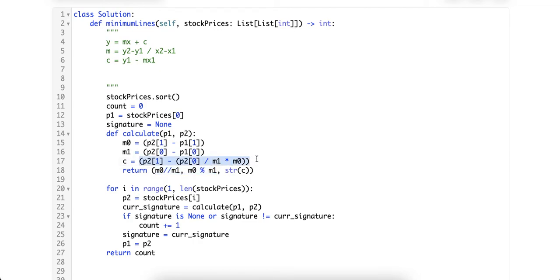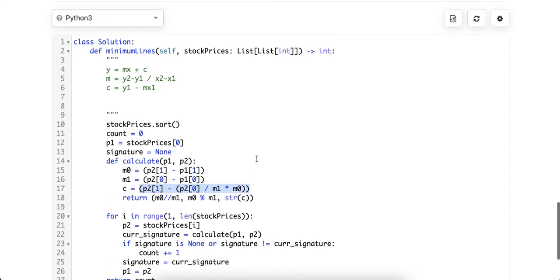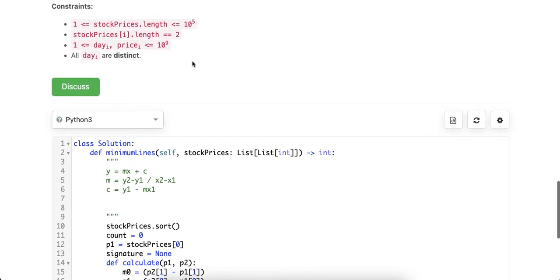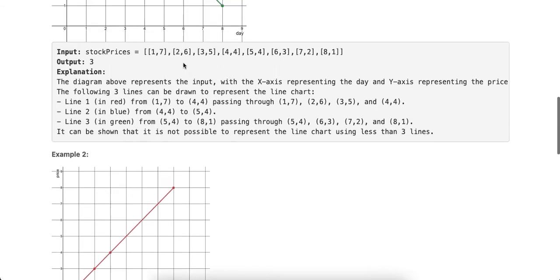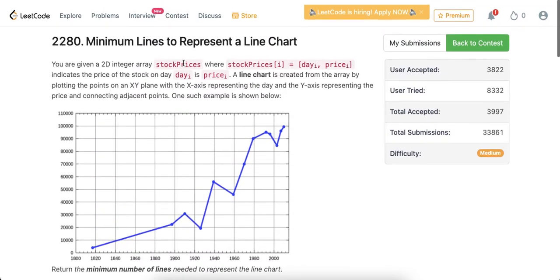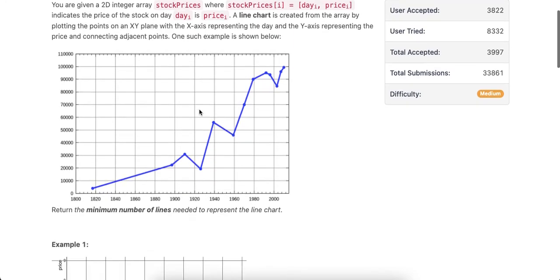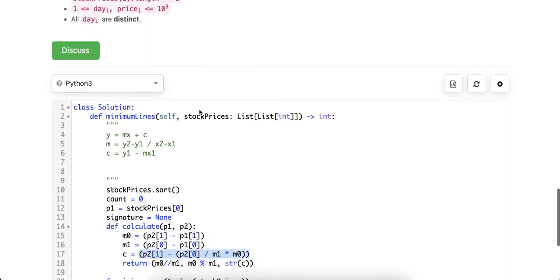The C point will definitely be safer, because if you notice, all of these stock prices are integers. I think they said somewhere here, to the integer array. That's why it is almost guaranteed.